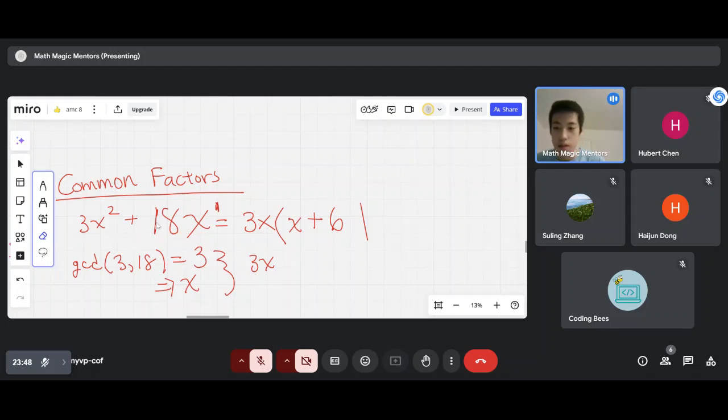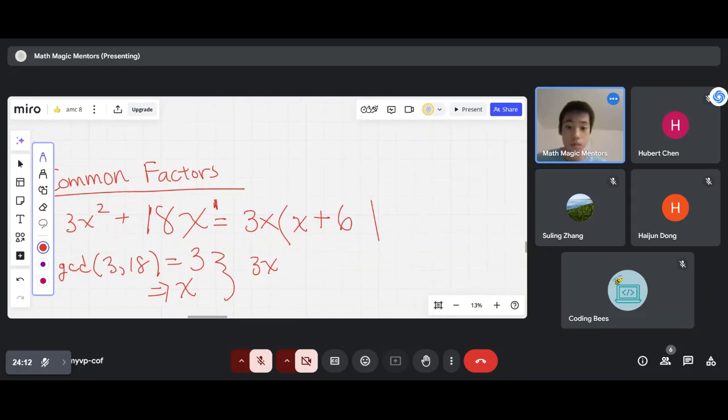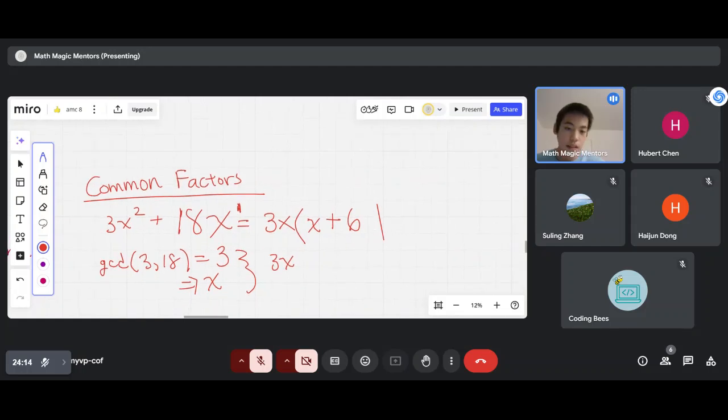The division I wrote there was just for visualization purposes. If you actually divided the whole thing by 3x, the 3x on the right-hand side would cancel, but I don't want to do that because I just want to show you what the factoring looks like. And so we can write 3x squared plus 18x as 3x times x plus 6. So that's how we can factor quadratics using common factors.